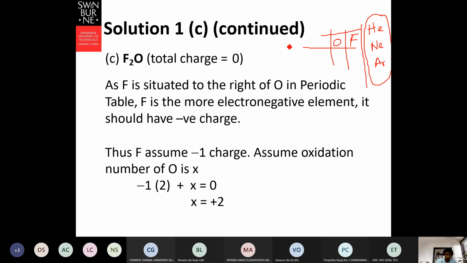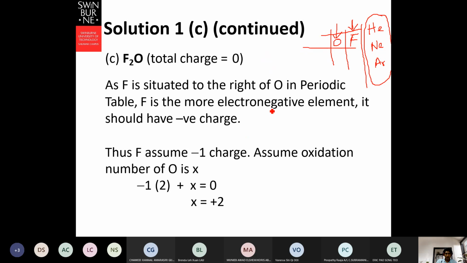But when we do not consider helium, neon, argon, we can say that fluorine is at the extreme right side of the periodic table, at the top of the right column. So fluorine should have the highest electronegativity. And yes, fluorine is the most electronegative element, then oxygen, and then chlorine, and so on. So fluorine is more electronegative, and that is why it will be more negatively charged than oxygen.